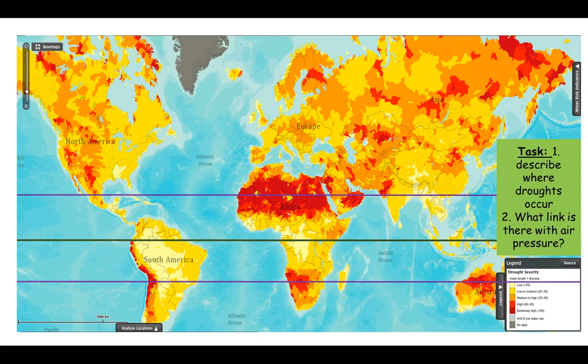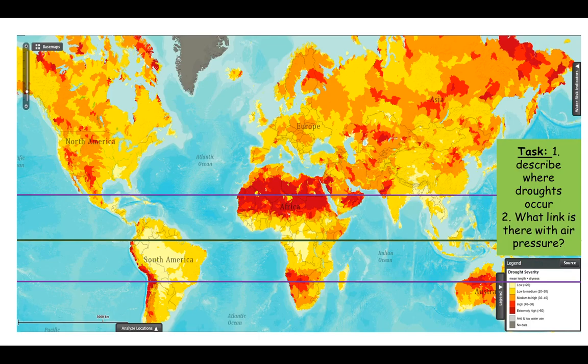Okay, so task 2 then, what is the link to air pressure? Thinking back to last lesson, you should remember that at the equator it's very hot and therefore we have air rising, and as a result we have an area of low pressure. So around that green line we can see there is very low risk of drought because there is quite a lot of precipitation. And the purple lines, the tropics, those are areas of high pressure.